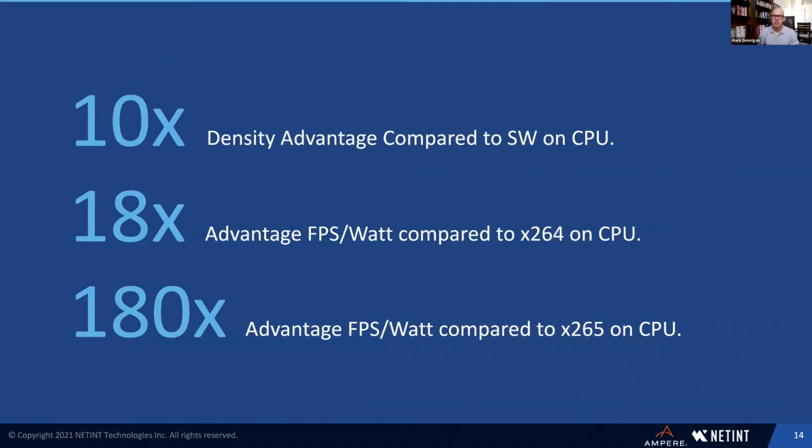So in conclusion, what we talked about today are 3 massive advantages, and that is a 10x density advantage of an ARM-based server running an ASIC video transcoder, that the density, as you've seen, is just overwhelming. For X264, comparing X264, but for the H.264 codec, there's an 18x advantage when you look at it from an energy consumption perspective, and HEVC is even more compelling at 180x.